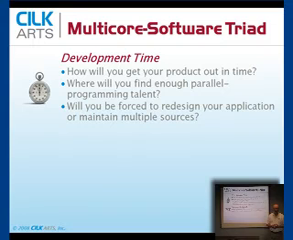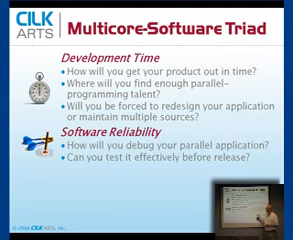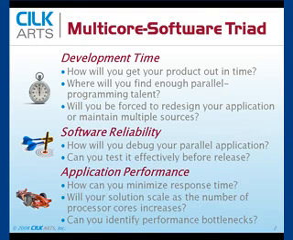The second is software reliability. How do you make sure that the code you're developing is reliable? And in particular here we mean race conditions. And how do you test it effectively before release? And the third, of course, is the reason you go to multi-core to begin with, is application performance. And in particular, minimizing response time as opposed to throughput.